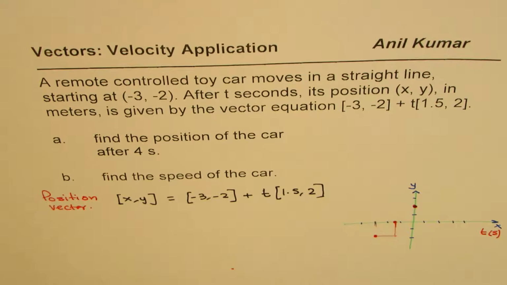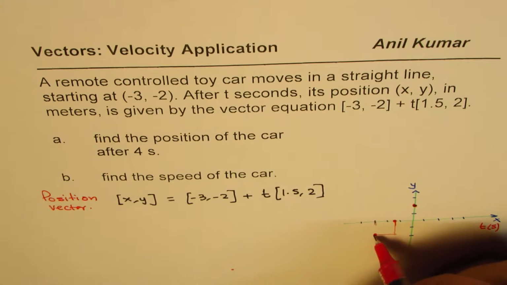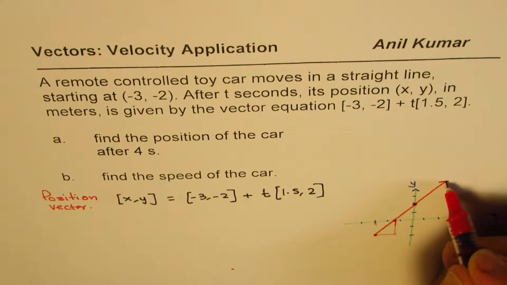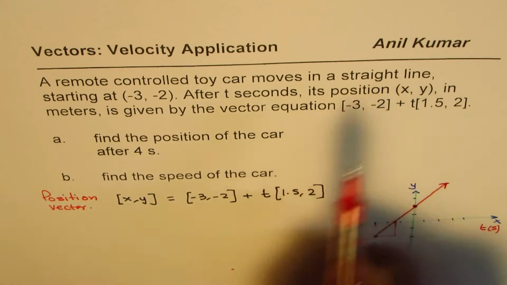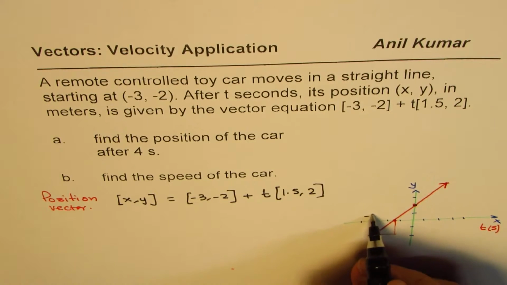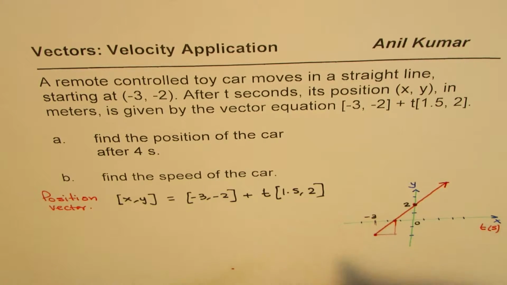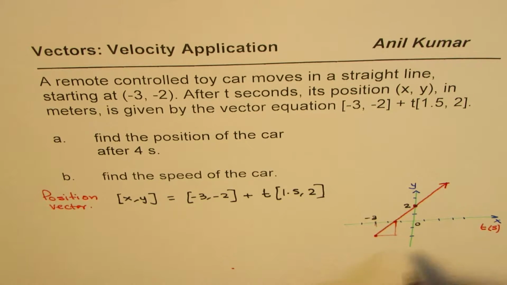So as you can see, the car is actually moving in this direction, right? So it starts from here and kind of goes like this. So that's the linear straight line motion for the toy car. It starts at -3 and that's how it moves, right? Now, let us answer these questions. I hope you have understood the scenario.